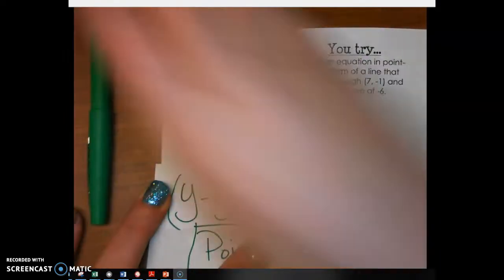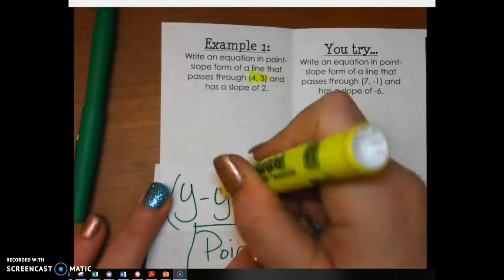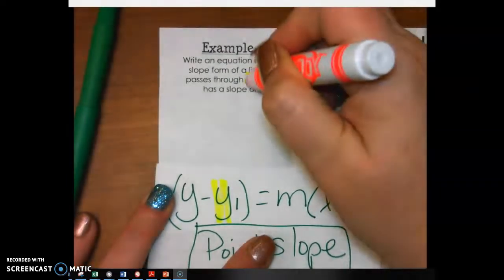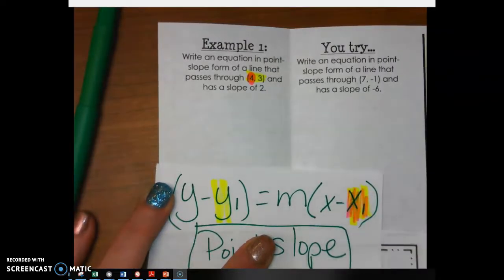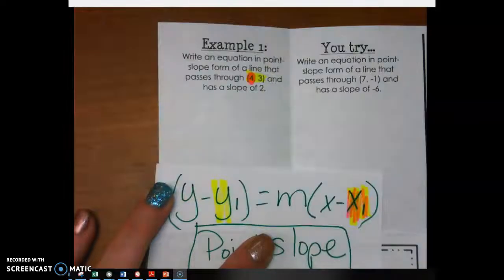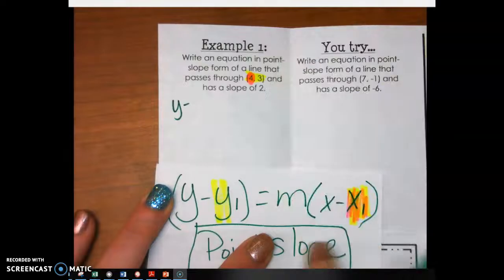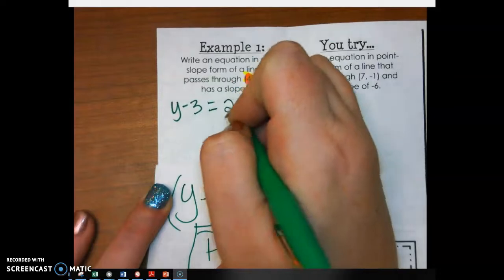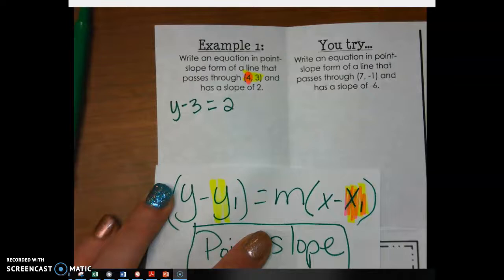Here is my point. That goes right here, okay? In fact, I want to even color it more because I want you to know that that one there, that's your x. That one is this one, okay? Double color code. So we're going to write down y minus, my y is my 3, equals 2, because I have a slope of 2.